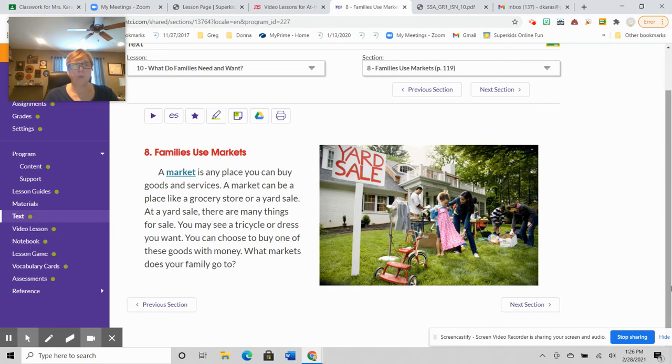Well, we've just learned that markets could mean so many different things. A market could be a mall. It could be a shoe store. It could be a yard sale, a flea market, right? Okay, so let's look at our next section.